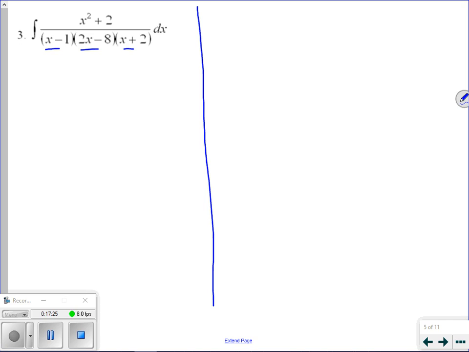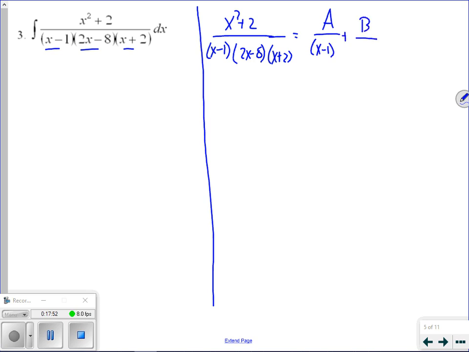So I have that x squared plus 2 over my factored form here. That's x minus 1, 2x minus 8, and x plus 2. And because I have 3 unique factors, and the key word there is unique, there are 3 different factors. I'm going to have 3 different fractions that I'm adding together. I'm going to have A over x minus 1 plus B over, and I'll go ahead and say that's 2x minus 4, why not, plus C over x plus 2.